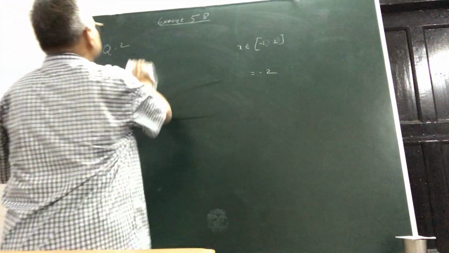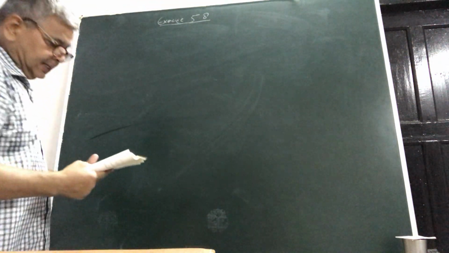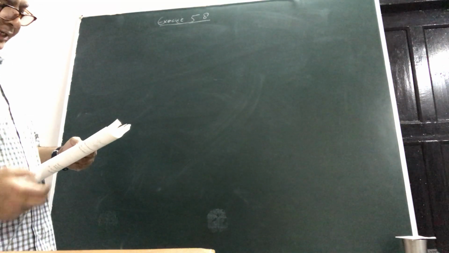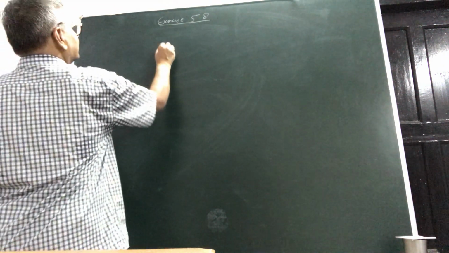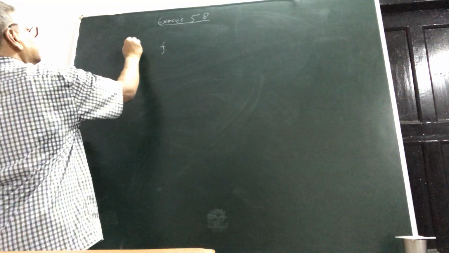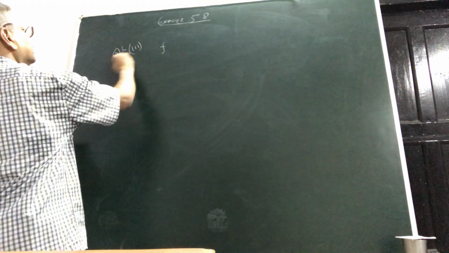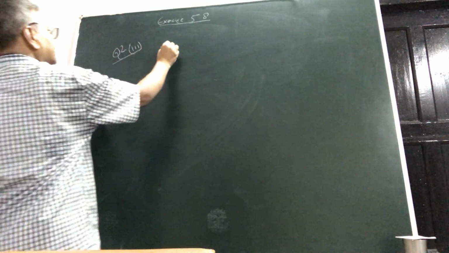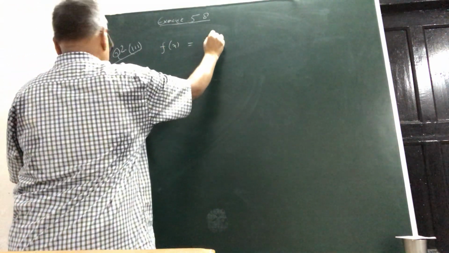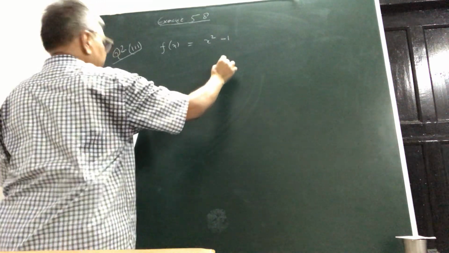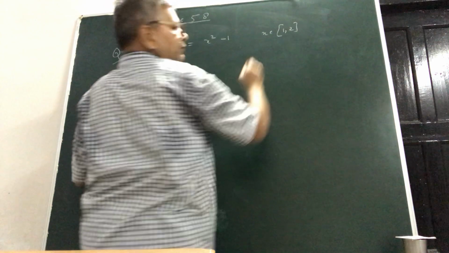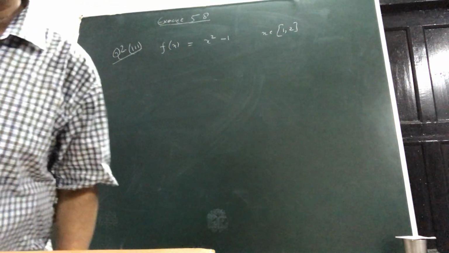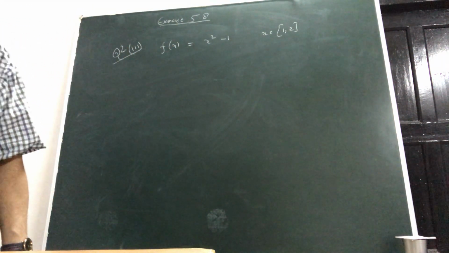Third, let us see what the third part says. The function given is f(x), this is the third part of question number 2. f(x) is the polynomial function x squared minus 1, for the closed interval, x is an element of the closed interval 1 to 2.